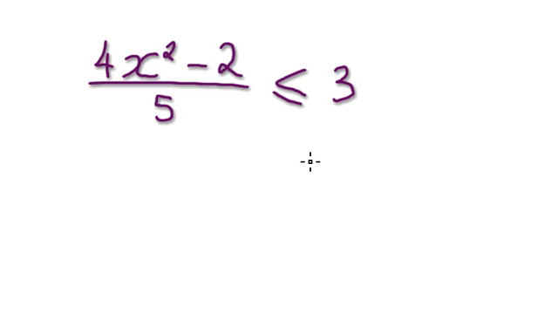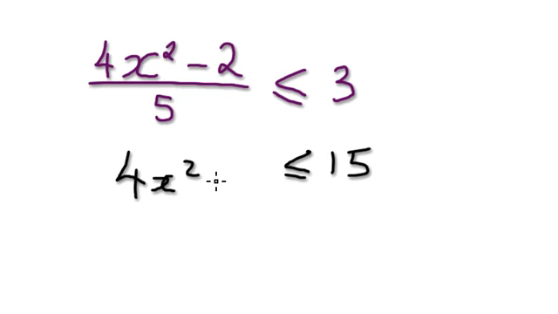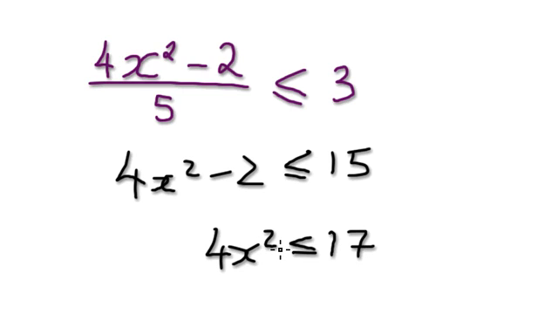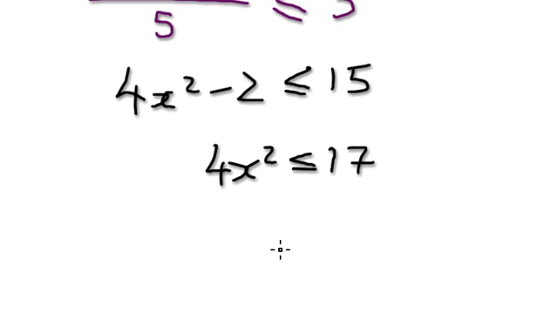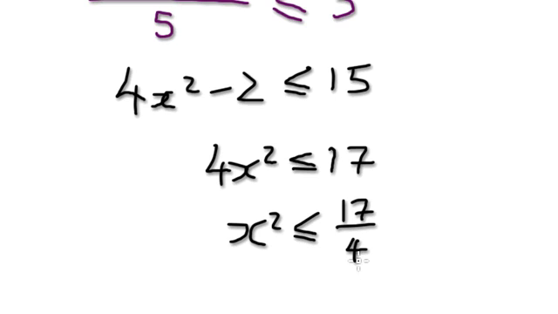Times 5 to both sides. So this will be 15 here, and this will be 4x squared minus 2. And then now add 2 to both sides. So this will be 17. This will be 4x squared, and now divide both sides by 4. So x squared is less than or equal to 17 over 4.